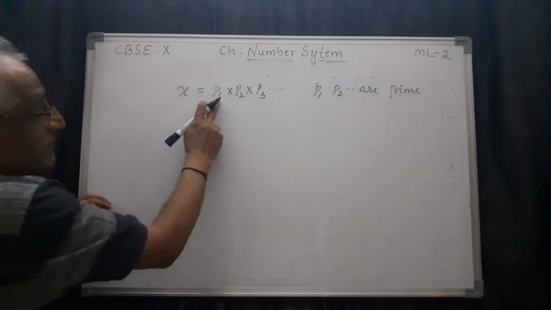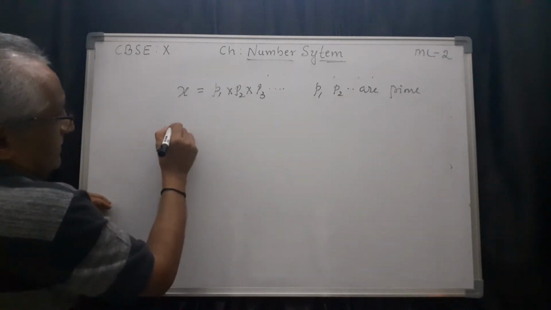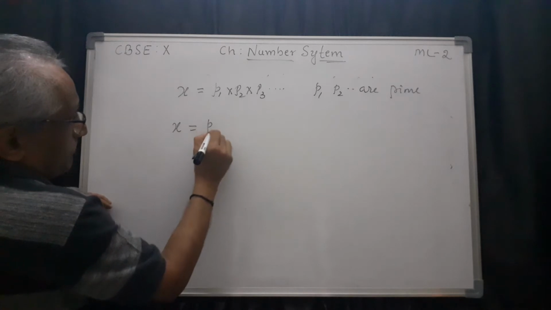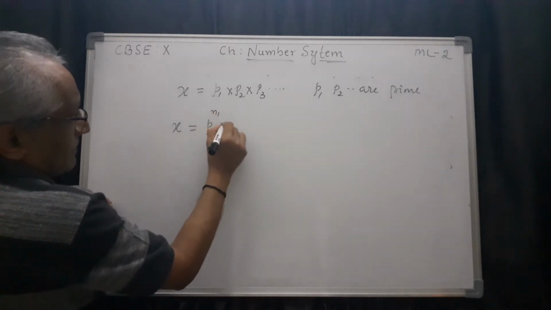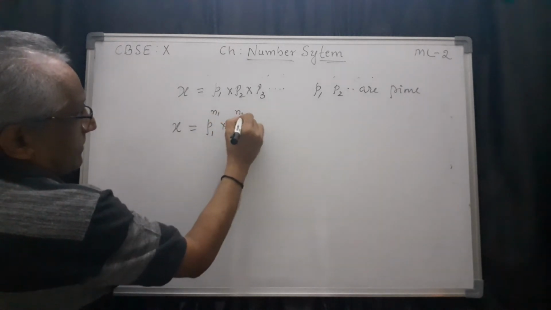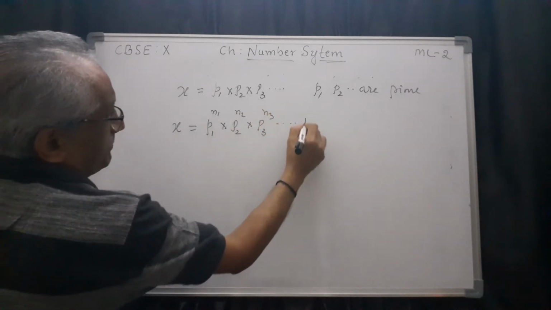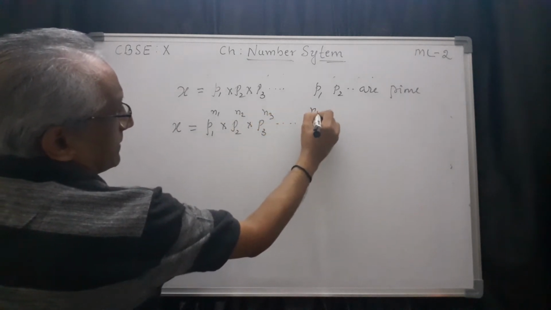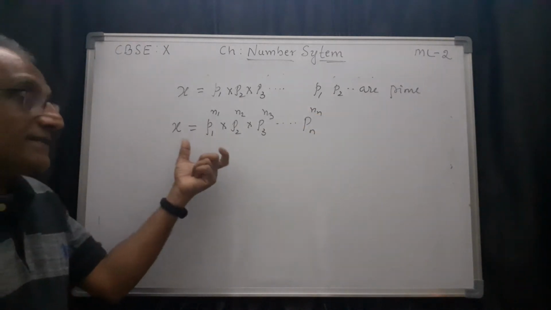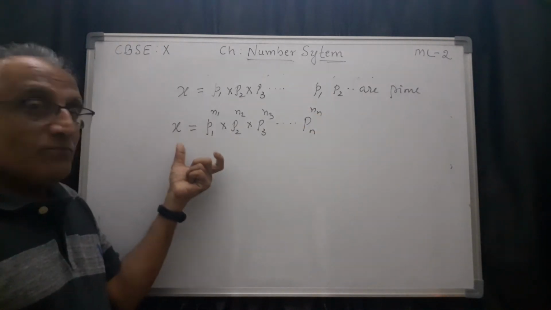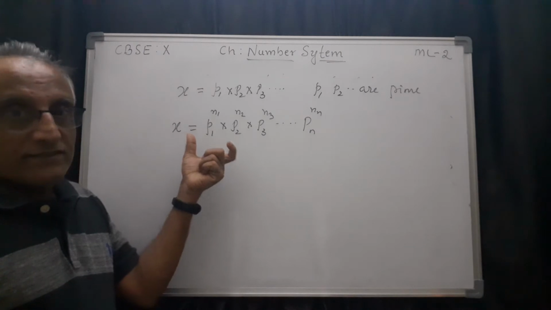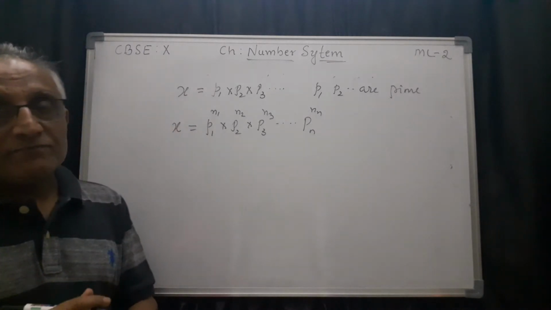And sometimes if P1 is repeated, we can also write, say for example, x equal to P1^N1, then P2^N2, then P3^N3, etc. So Pn^Nn. So this is the general expression of any composite number. So this is the fundamental theorem.